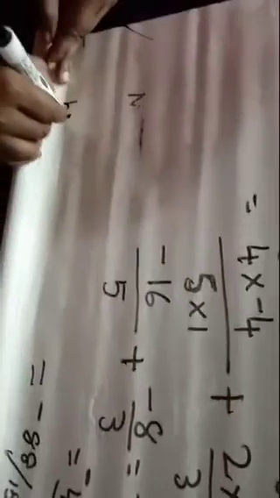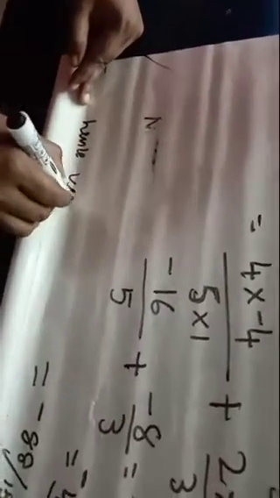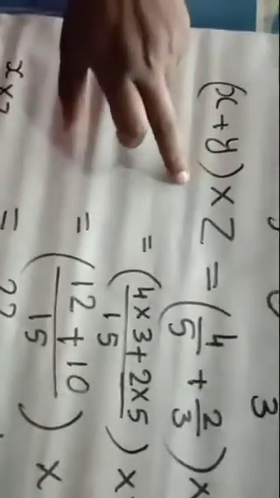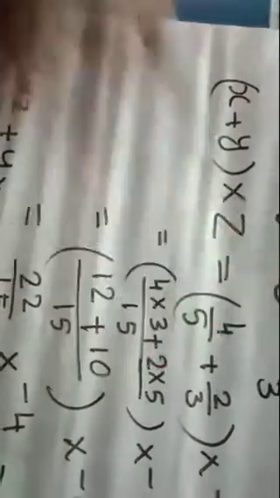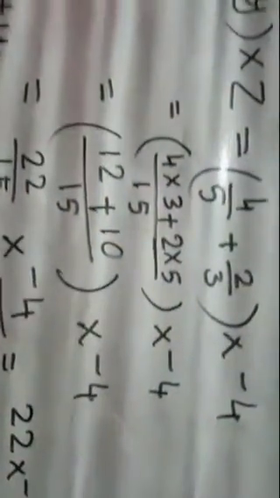So hence verified. Both are the same, so it is correct. Clear. So first you take (x + y) × z, substitute the values and find. First do the bracket addition, into minus 4. You will get minus 88 by 15.